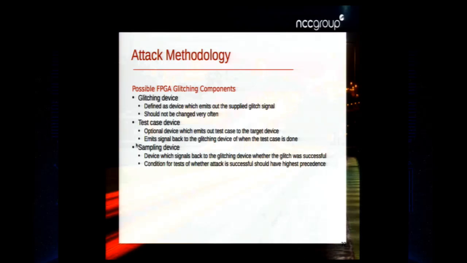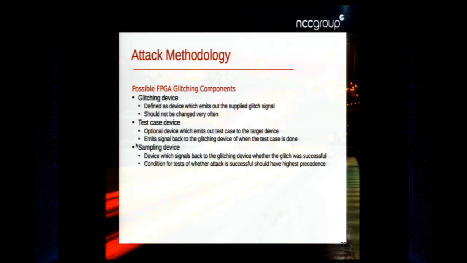And so I generalized the FPGA components that I used on the device. They consist of three different components. One is the glitching device, which is something that generally did not change too much. This was the actual device that sent out the glitching signal and took in the signals from the test case and the sampling device. The test case device is the one that actually sends out a test case to the target device, and this could also monitor for when to start the delay phase, where we put a counter to send the glitch signal out. And the sampling device is the one that checks whether our glitch is actually successful or not.